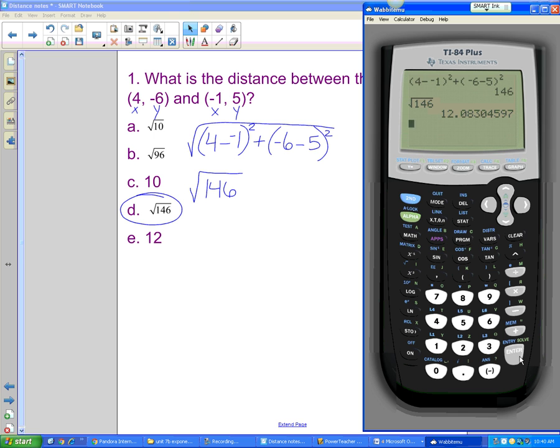And it gives you what? 12. But it's a decimal. So be careful. 12 is not the answer. 12.0830, all that is the answer. So which one of these is the best answer? D. Okay, square root of 146. Okay. All right, are there questions on number 1?